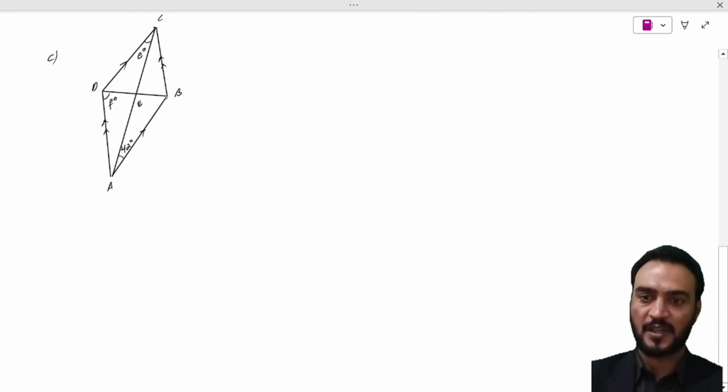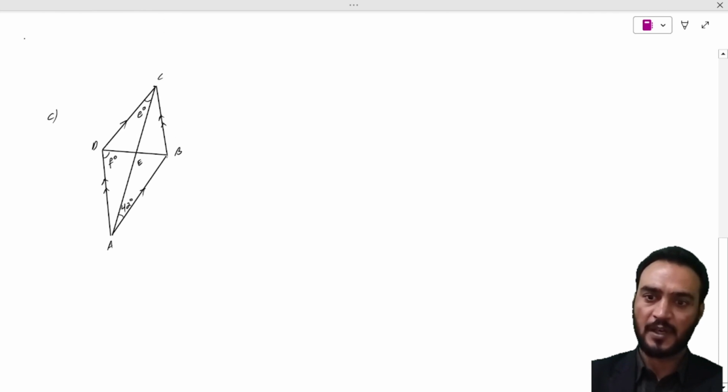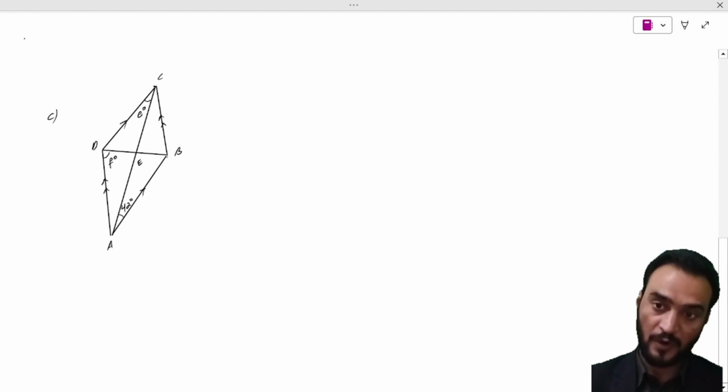Now we will solve part C. You can see part C is a rhombus where AB is parallel to DC and BC is parallel to AD. And here we have to find two unknowns, that is one is e degree and the other one is f degree. First we have to find the value of e degree, and it can easily be found as this opposite angle is equal to 42 degrees, and the value of a degree will be equal to 42 degrees because the diagonal in a rhombus bisects the interior angle.